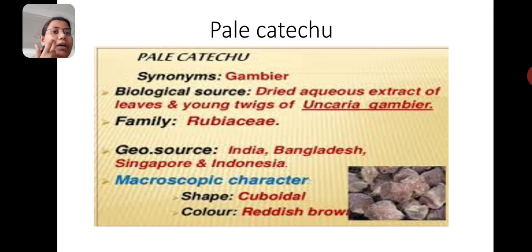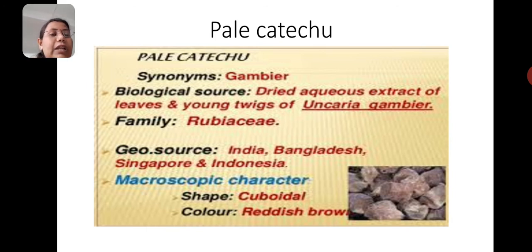Synonym is Gambier. This catechu is obtained from the dried aqueous extract from the leaves and young twigs of Uncaria gambier. The name of plant is Uncaria gambier, which belongs to family Rubiaceae. It is generally available in Bangladesh, Singapore and Indonesia. It is also available in some part of India. Generally it can be easily cultivated in the colder region.